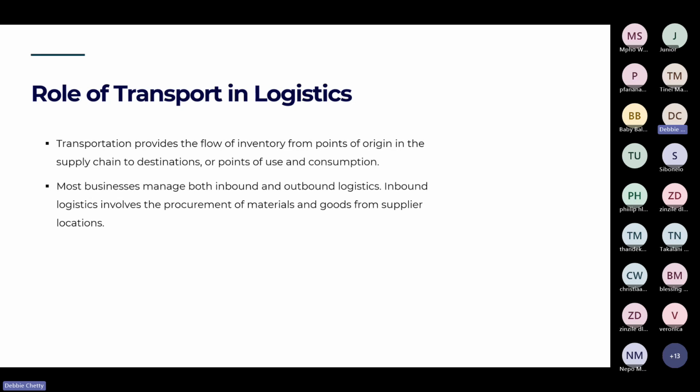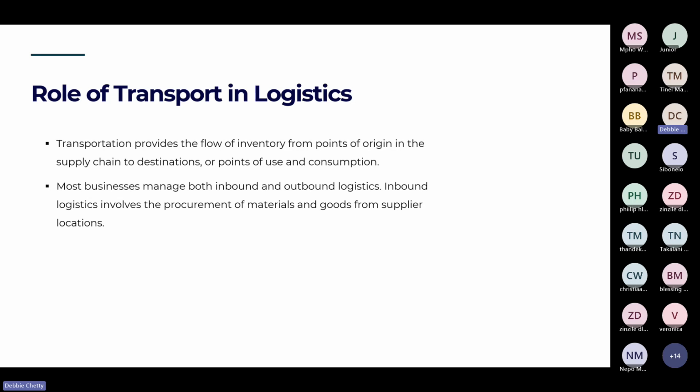Remember, if transport is the movement of goods, then it plays a big role, right, in logistics, because you have to move the products. How else would your customers get the products? And so therefore, we can say that transportation provides the flow of inventory from points of origin in the supply chain to destinations or points of use and consumption. So basically what I said is movement of goods from your point of origin, which is your retailer, wholesaler, manufacturer, to your end user, which is your customers or individuals that buy your products or services, right?